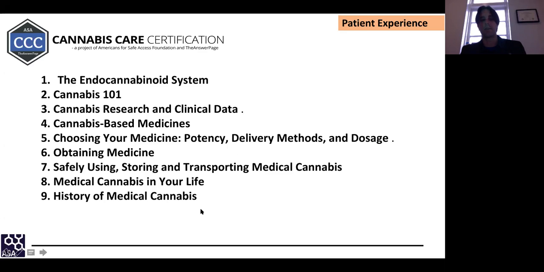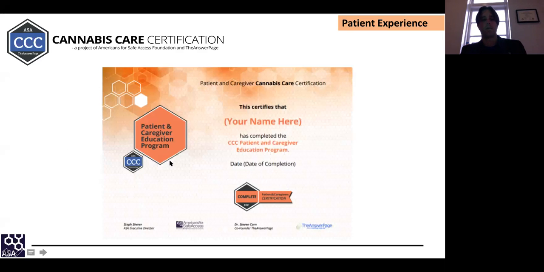And we also provide a history of medical cannabis, both archaeological and regulatory. This is what a certificate looks like. So if you do complete the patient and caregiver education program, your name goes there with the date of completion. And it even is signed by Steph Shear, our director, and Dr. Stephen Korn, the co-founder of the Answer page.